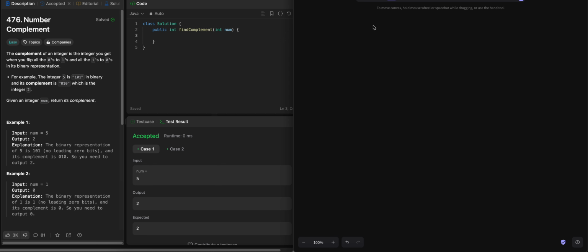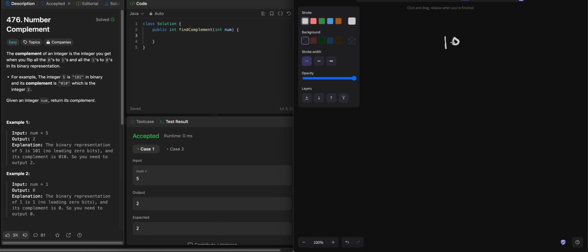So let's try to take another example, and with that we'll formulate a solution and we'll code it. Okay, so let's take an example. Let's assume 10 is given in our question as a number and we have to find its binary complement. So let's divide 10 by 2, because we have to find the binary representation, so we'll divide it by 2.